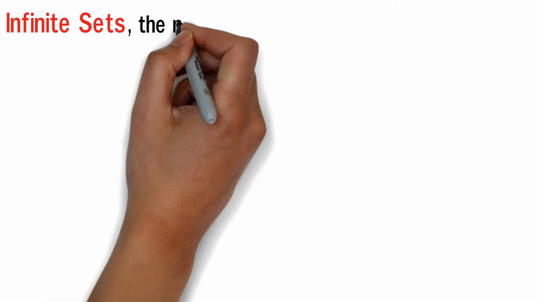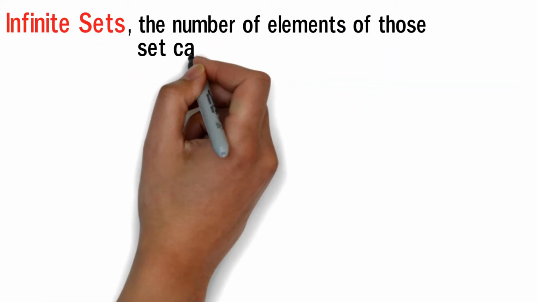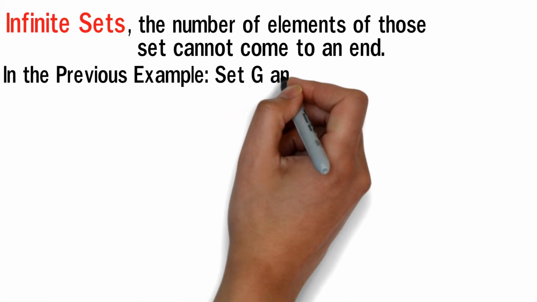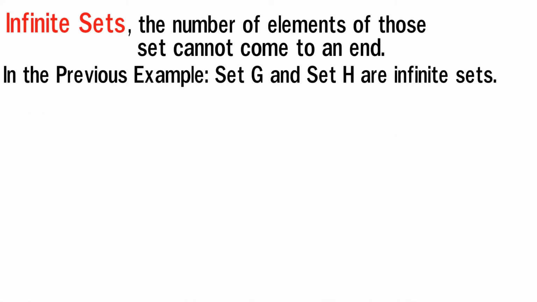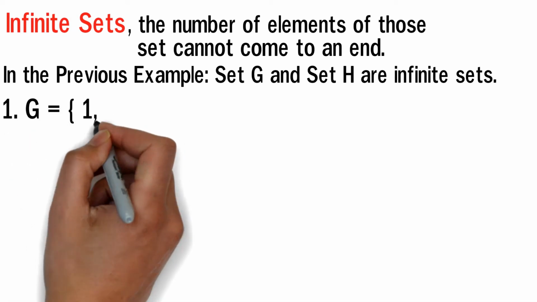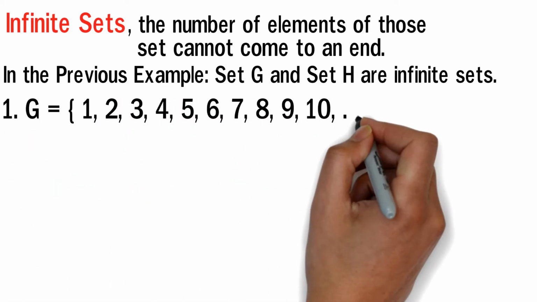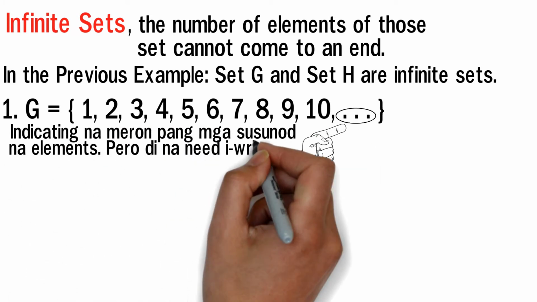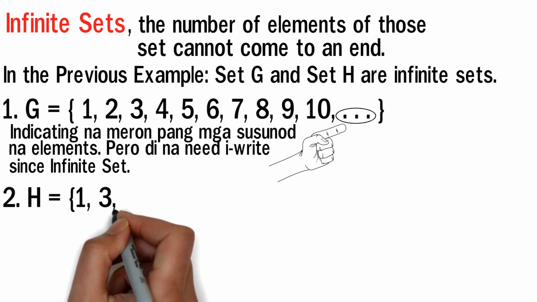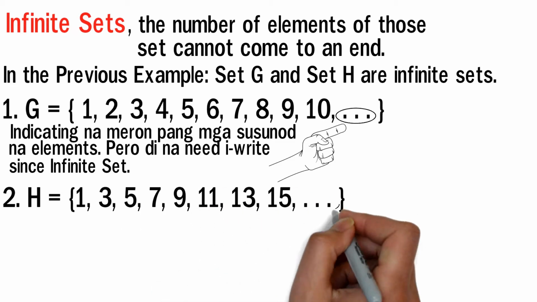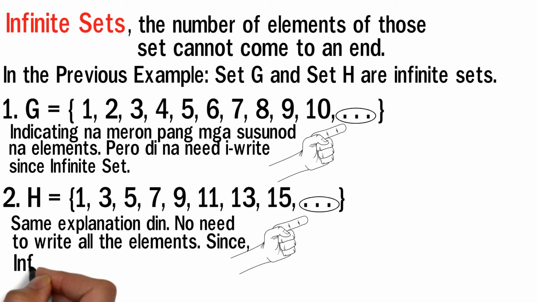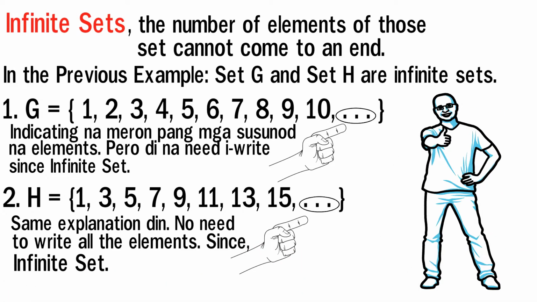Next is the infinite sets. The number of elements of those sets cannot come to an end. In my previous examples, set G and set H are examples of infinite sets. Dahil ang elements ng set G ay counting numbers at alam naman natin na walang katapusan ang pagbibilang kaya matatawag siyang infinite set. Ang set H naman ay composed of odd number elements at alam naman natin na hindi din matatapos ang pagbibilang ng odd numbers kaya matatawag din natin siyang infinite set.